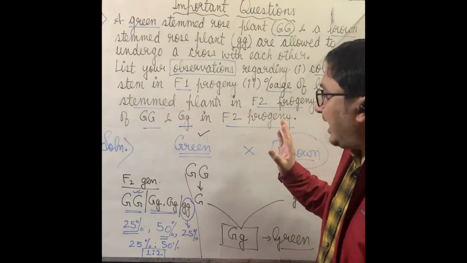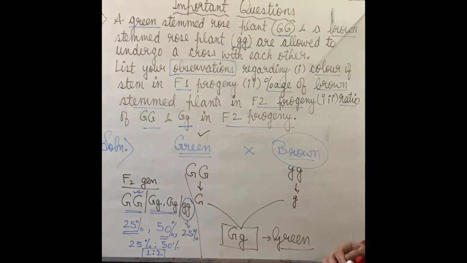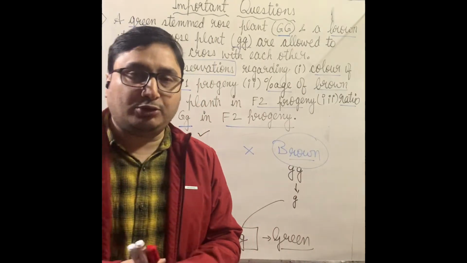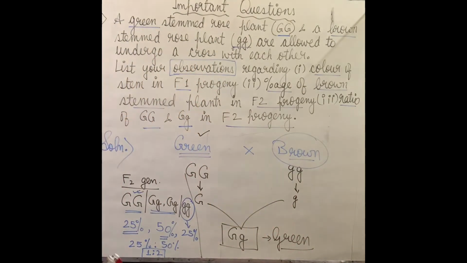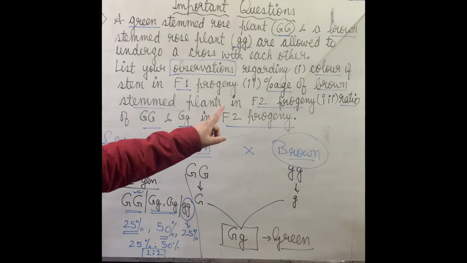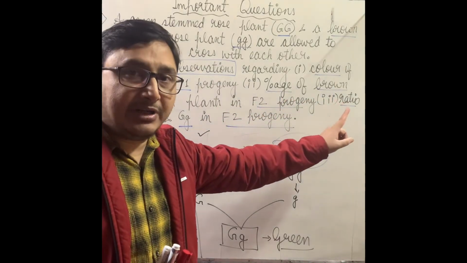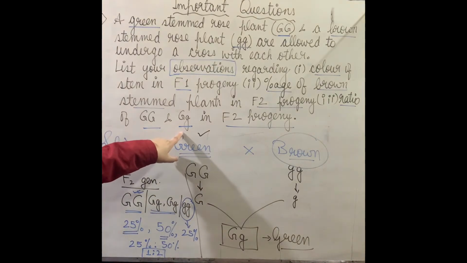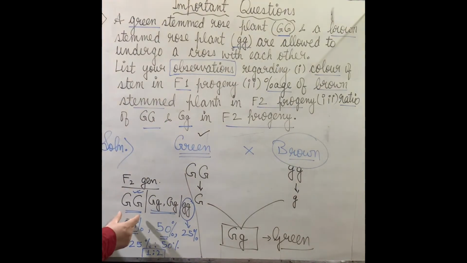Now, the idea behind picking up this question is very simple. When we go for board corrections, we see that many a time what children do is that they simply write down the genotypic ratio or the phenotypic ratio. They don't even think about what the question is asking for. Here they are not asking you to write down the genotypic or the phenotypic ratio. They are asking you the ratio of capital G capital G and capital G small g. So capital G capital G means pure green, which is 25% only.